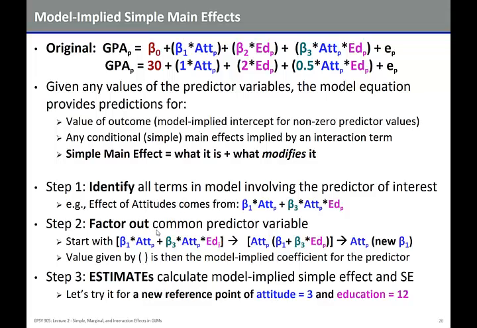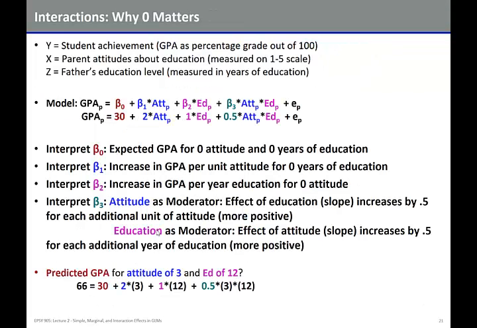One way we can do this is by trying in values. We can plug in values for education and get a new main effect of attitude, or vice versa. We could look at education as a function of attitude itself. We could plug in different values of attitude itself. But we're going to use the software to be able to do this for us. But for us, let's try this with a new reference point. Let's assume that we want to essentially center our model for attitude equals 3 and education equals 12. Let's see how that happens.